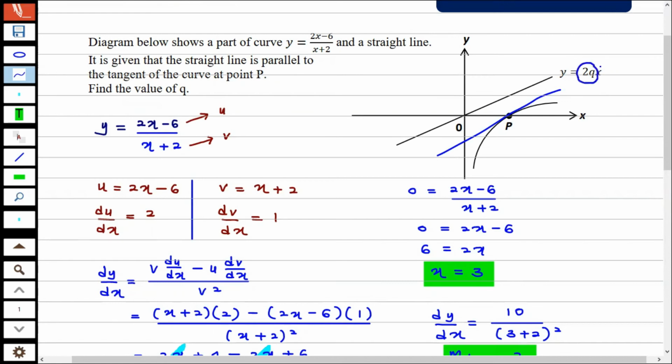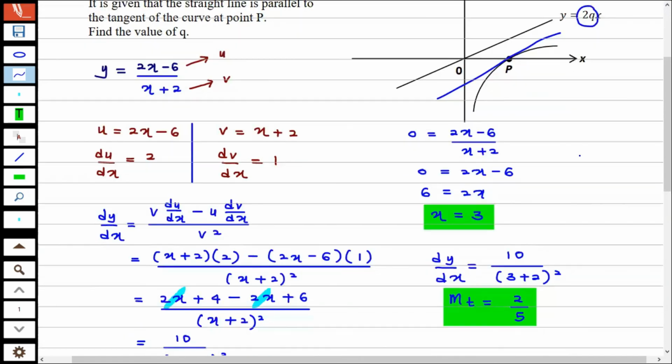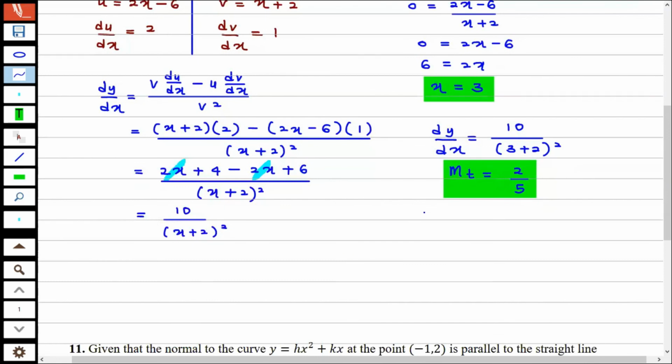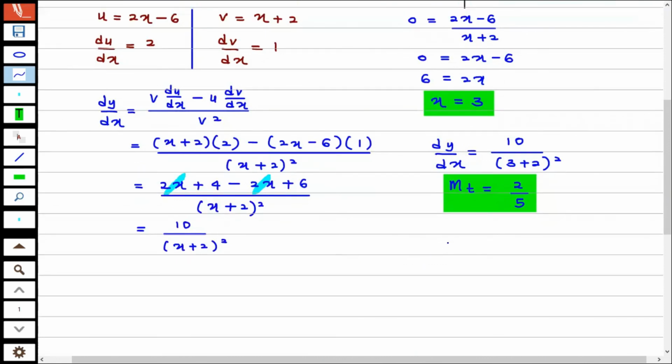So this gradient is 2q and the gradient of the tangent is 2/5. So you're going to put them equal. The 2q equals 2/5. So your q will be 1 over 5. Understand? Settle. The last answer is done.